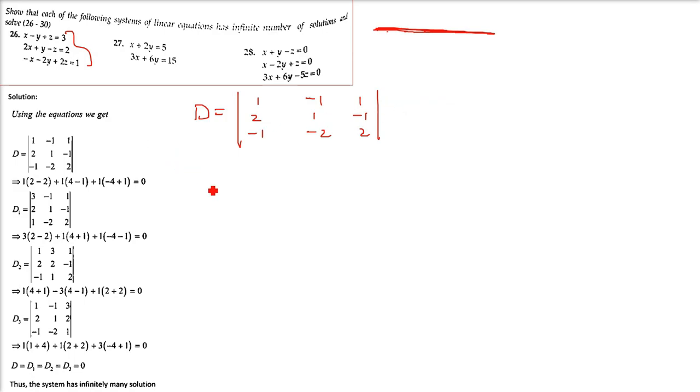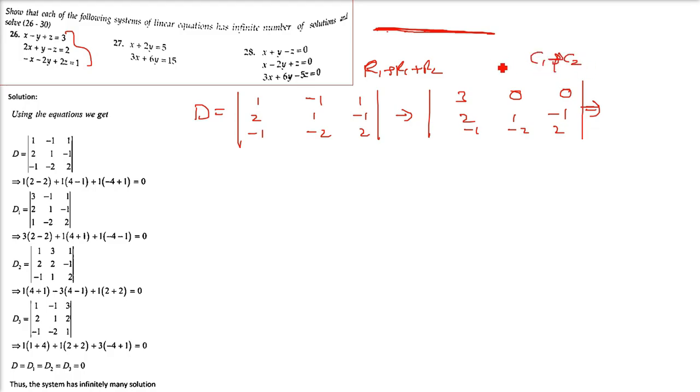You can add the first row and second row. Row 1 changes to row 1 plus row 2. So what do you get? 1 plus 2 is going to be 3, -1 plus 1 is 0, and so on. Now you can add column 2 and column 3, so that you get 1 - 1 as 0 and 2 - 2 as 0. So you change column 2 to column 2 plus column 3. So you get 3, -1, 0; 0, 0, 1 - 1 is 0, 2 - 2 is 0.